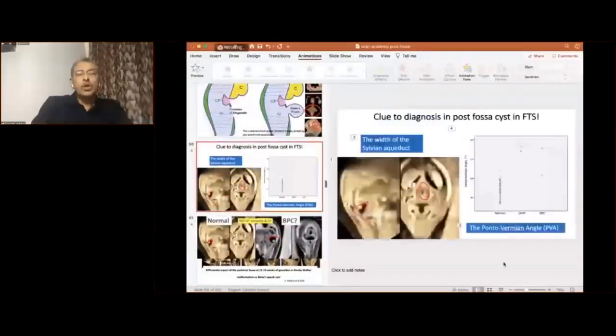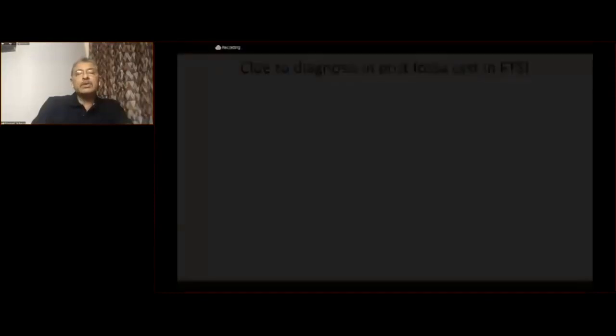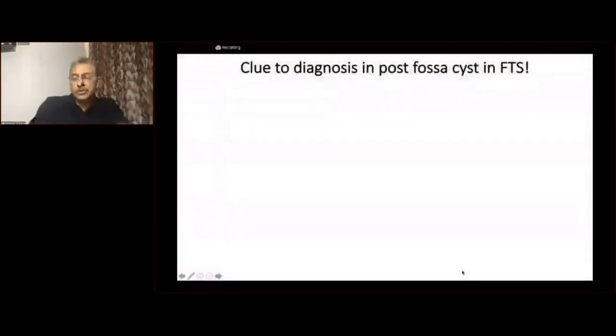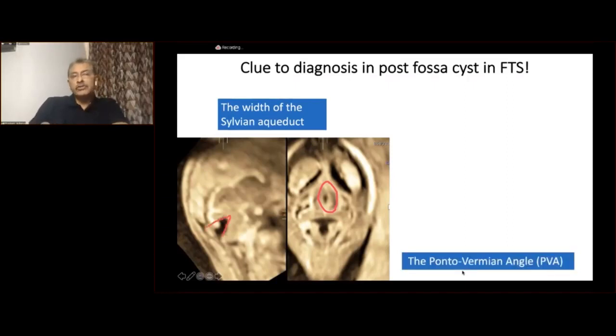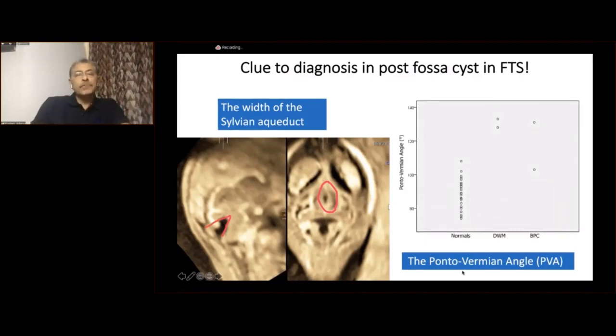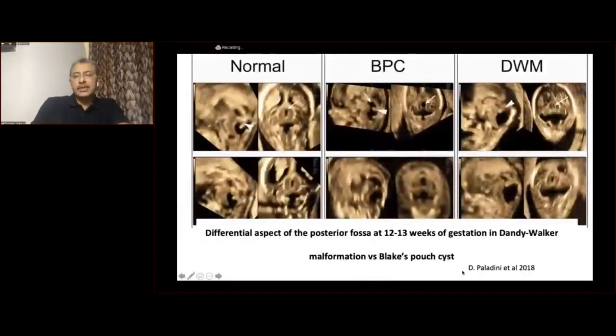Now, the problem with the position of the choroid plexus, I would like to tell you what could be the clue to the diagnosis in a cyst of the posterior fossa. There are two clues. One is from recent literature by Dario Paladini in 2018, who came out with a possible diagnostic approach in posterior fossa cysts: the width of the Sylvian aqueduct and the ponto-vermian angle. The ponto-vermian angle is always going to be more than 100 degrees.